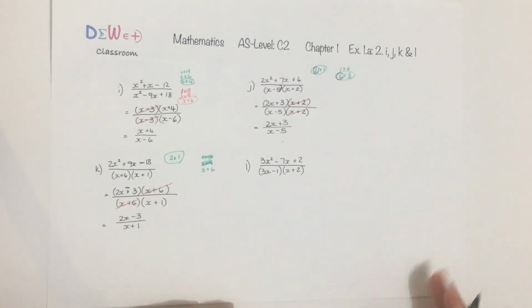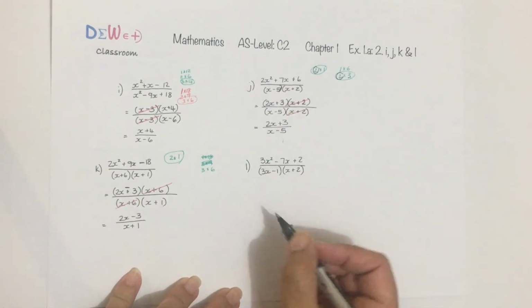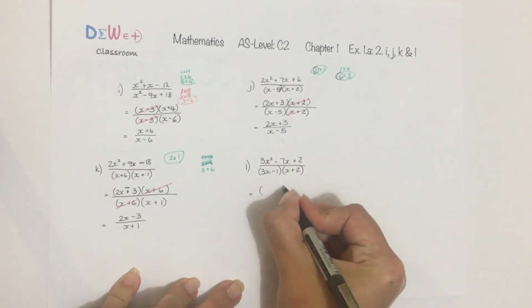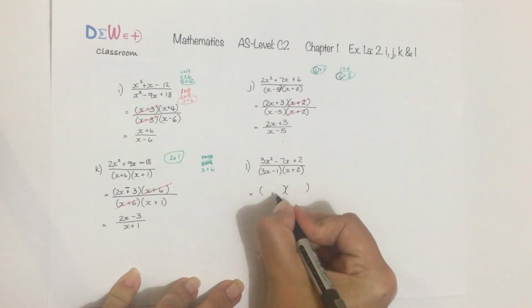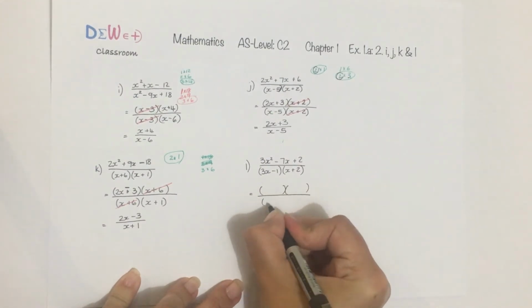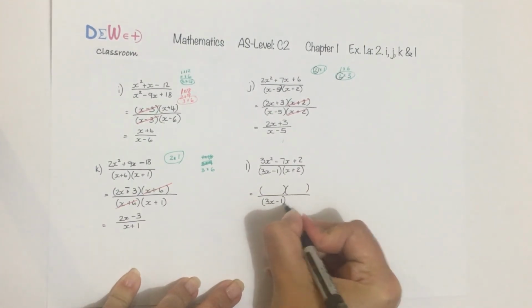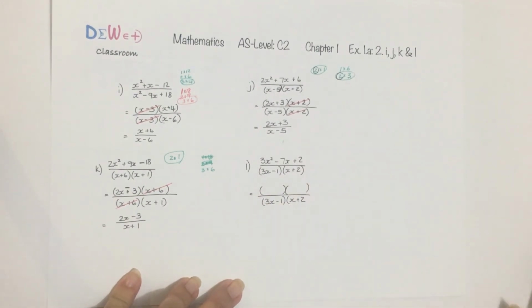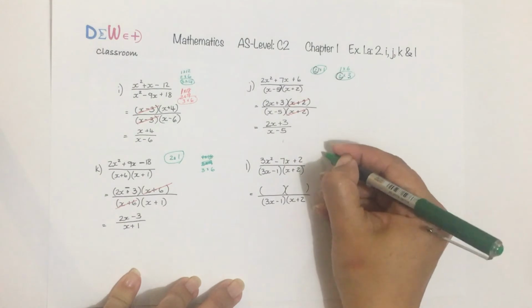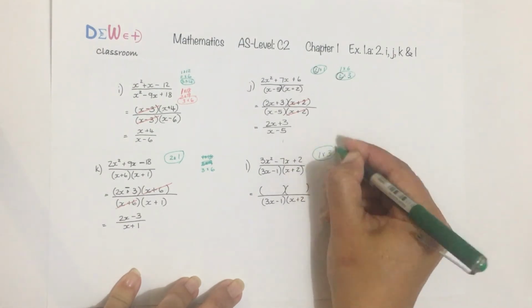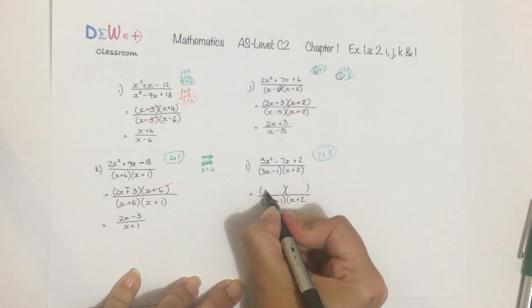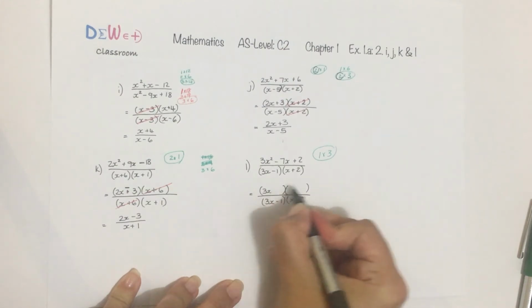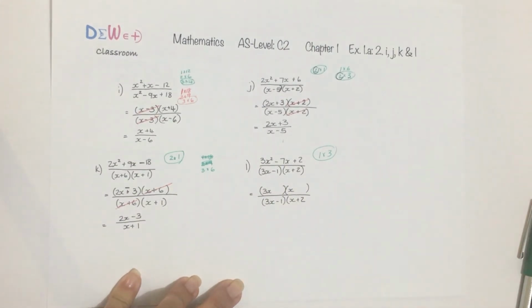Moving on to number L. Similar situation again. We know that we want 2 brackets at the top. We want the bottom ones to be exactly the same, and we're going to have to factorize. We look at the 3. There's only one set of factors for 3, and that's 1 times 3. So we know that we're going to have a 3x in one and an x in the other one.